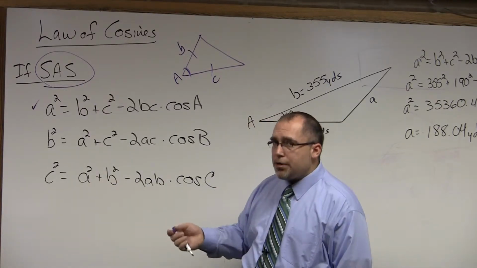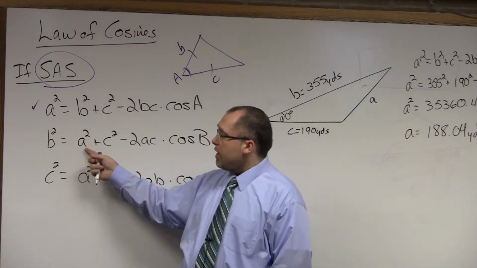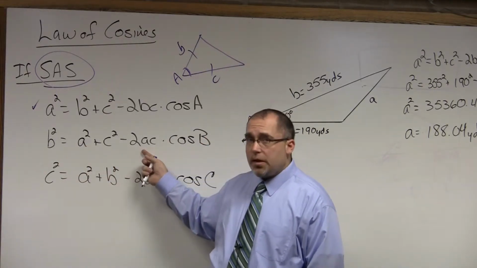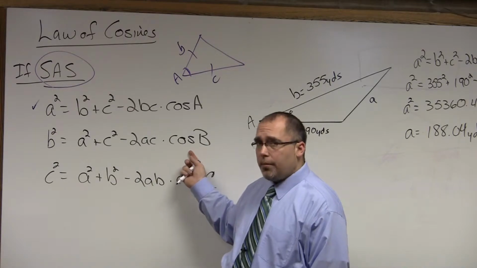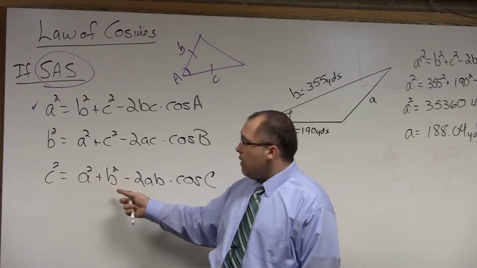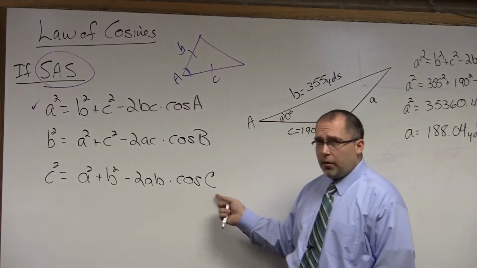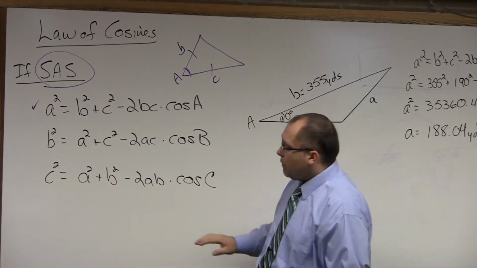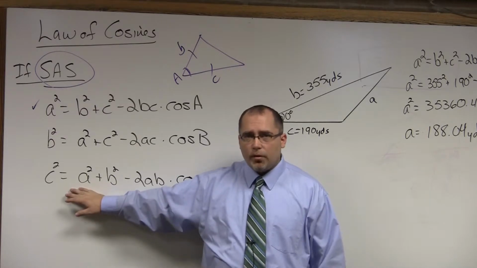So, the variations: if you're looking for side B, B squared equals A squared plus C squared minus 2AC times the cosine of angle B. And if you're looking for side C, C squared equals A squared plus B squared minus 2AB times the cosine of angle C. Now, real quick, this kind of looks familiar, the C squared equals A squared plus B squared.